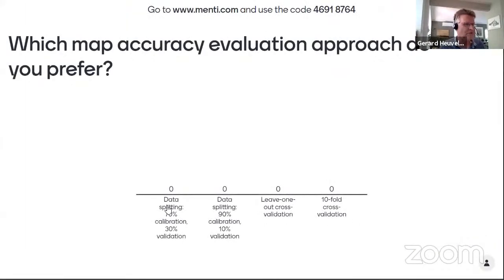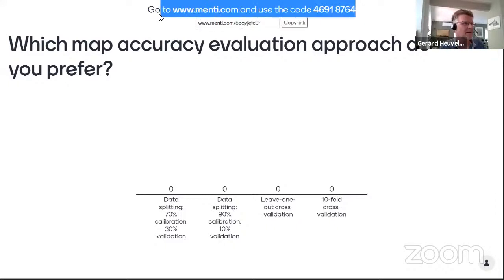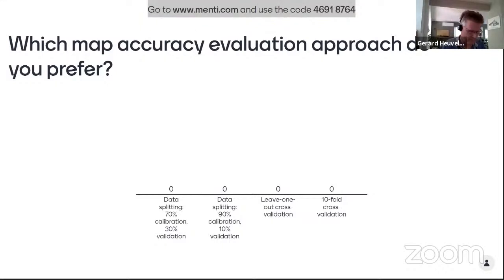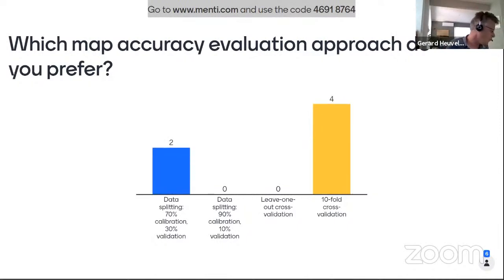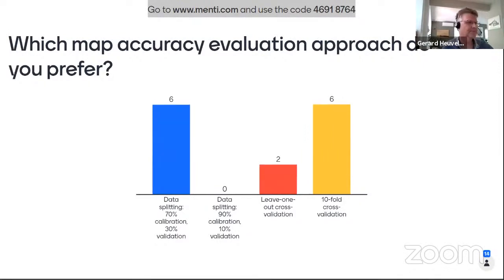Which of these 4 methods would you prefer? So again, go to www.menti.com and use this access code. I can maybe copy this to the chat again. And cast your vote. Okay, it's nice to see responses.